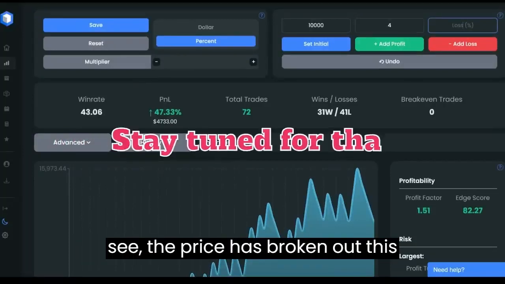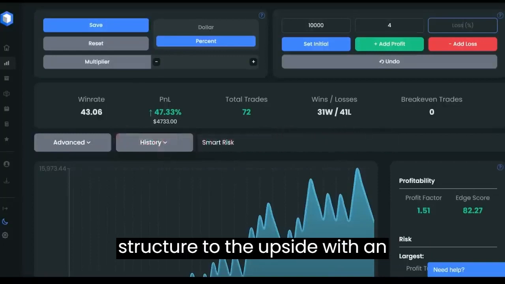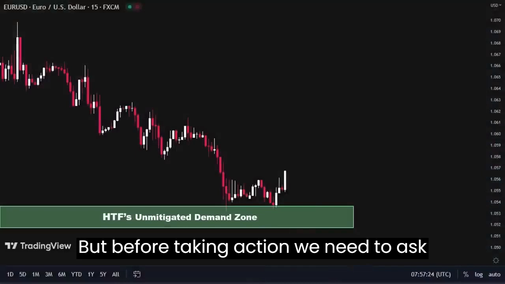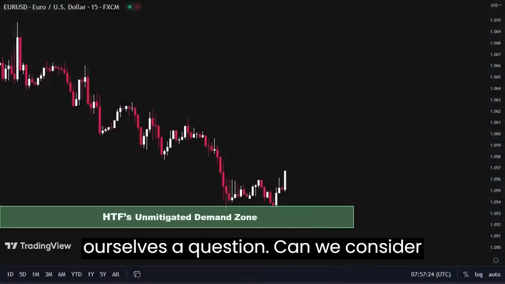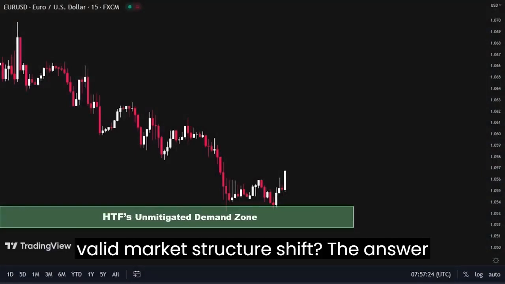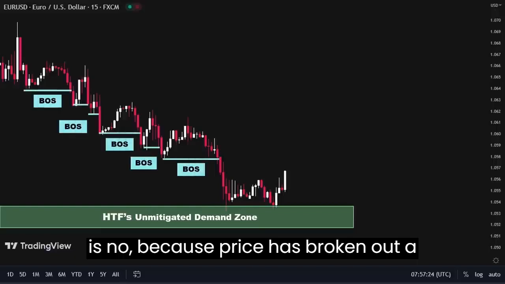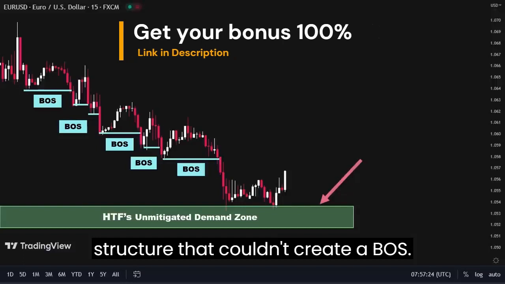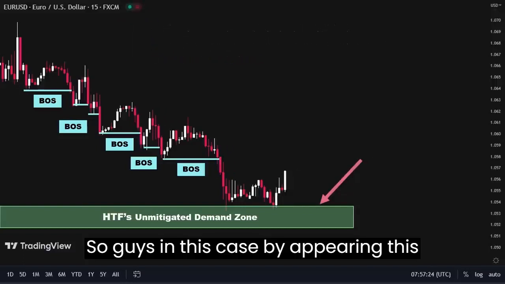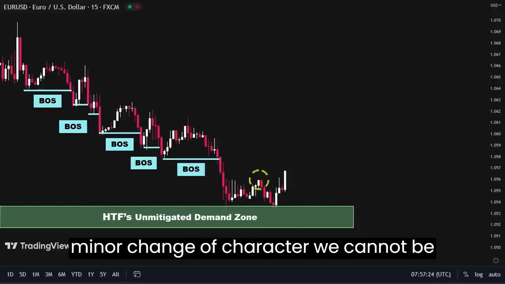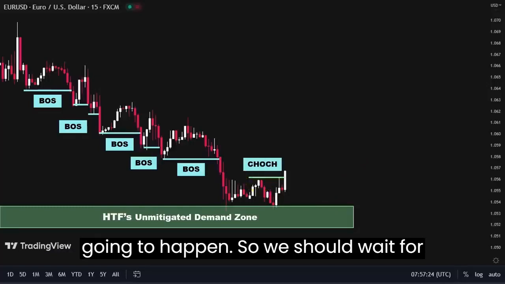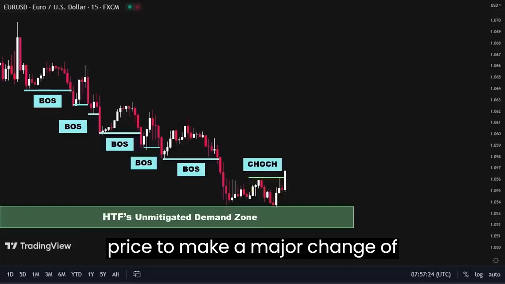As you can see, the price has broken out this structure to the upside with an engulfing candle, so we spot a CHoCH. But before taking action, we need to ask ourselves a question: can we consider this change of character as a sign of a valid market structure shift? The answer is no, because price has broken out a structure that couldn't create a BOS. So guys, in this case, by appearing this minor change of character, we cannot be sure that a market structure shift is going to happen, so we should wait for price to make a major change of character.